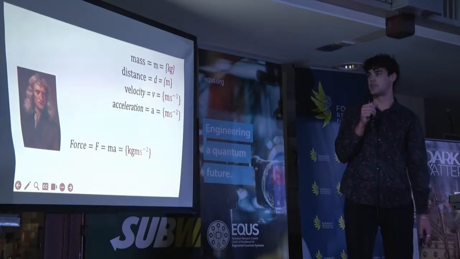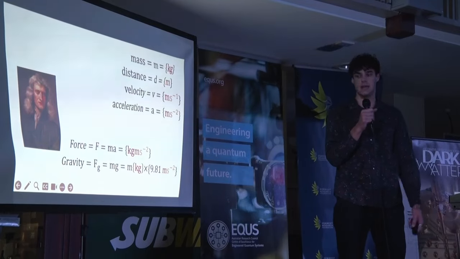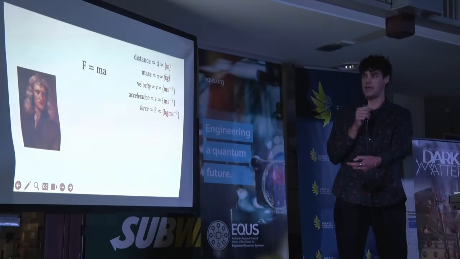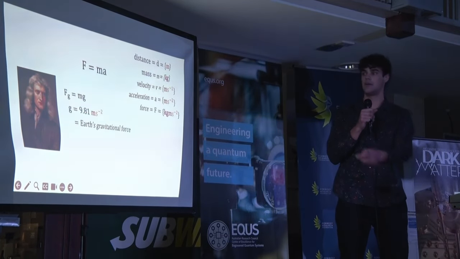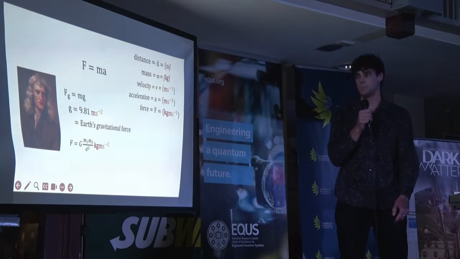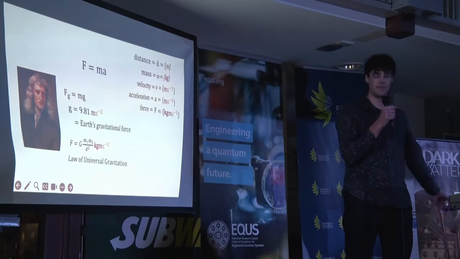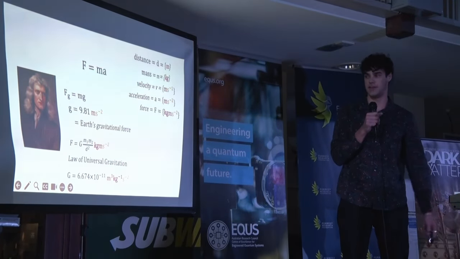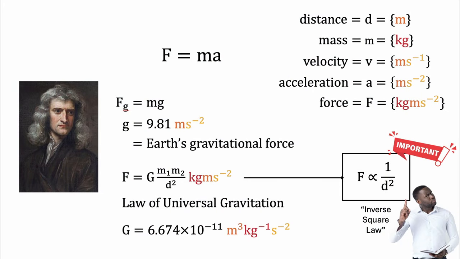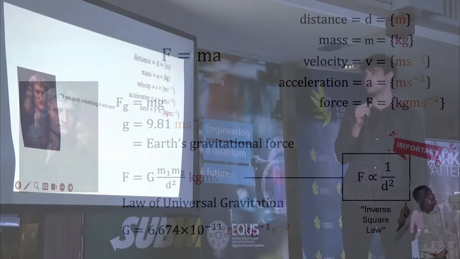So we need velocity and acceleration back. F equals ma, and for gravity on Earth, F equals mg. Acceleration due to gravity is 9.81, but gravity applies to every object, and this is the law of universal gravitation. Gravity gets weaker when you go further away, and this is called the inverse square law. Remember that, it's going to be important later.